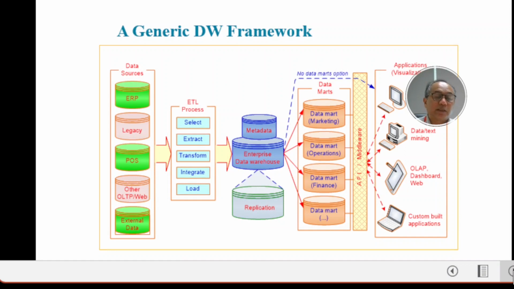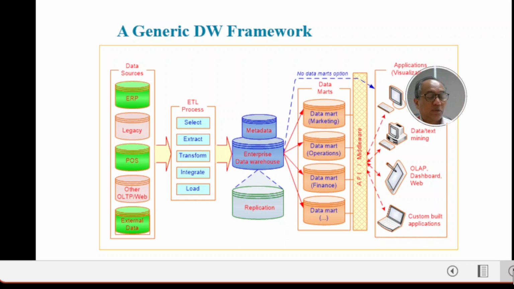Okay, this is a generic data warehouse framework. You can see data sources come from ERP. We covered ERP in MIS, Enterprise Resource Planning System. There are also data sources from legacy databases, data from the point of sales, and data from other online transaction processing. Remember, you have your transaction processing system, a web system where we can capture online transaction processing data, and then we have other external data.